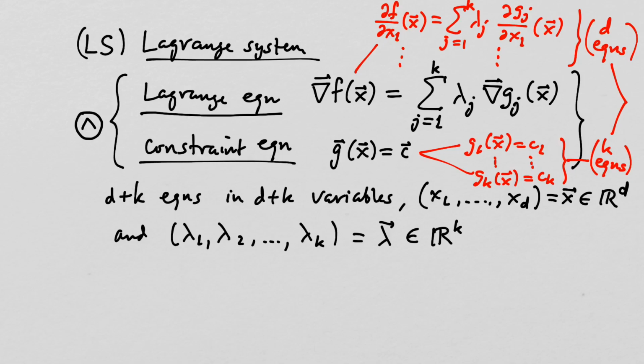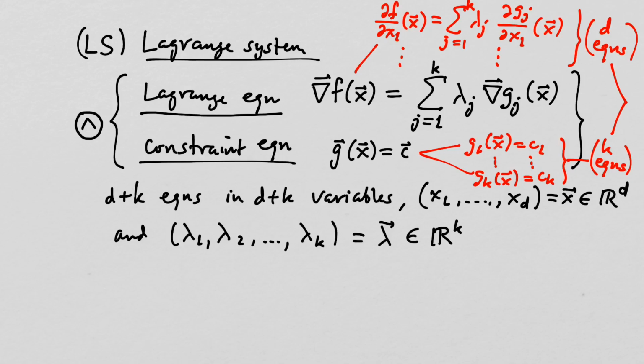And these are not linear equations, although they are linear in the lambdas. That's kind of interesting to notice. These equations are linear in the variables lambda 1 through lambda k. What I mean by that is that lambda 1 through lambda k appear in these equations in a very simple way, only multiplied by some expressions that don't have lambdas, and then added together. But the dependency on the x variables is nonlinear in general.